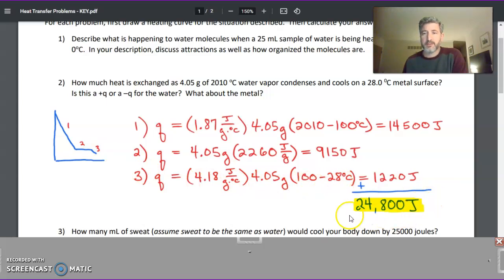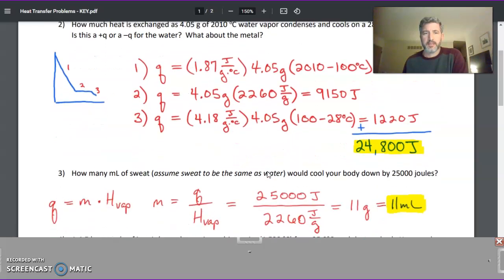And so once we get our answers, we just add them all up. And our rule for addition is our answer can only be as precise as the least precise number that we added up, which would be the hundreds place. So we have 24,800 joules. All right, next up, number 3.